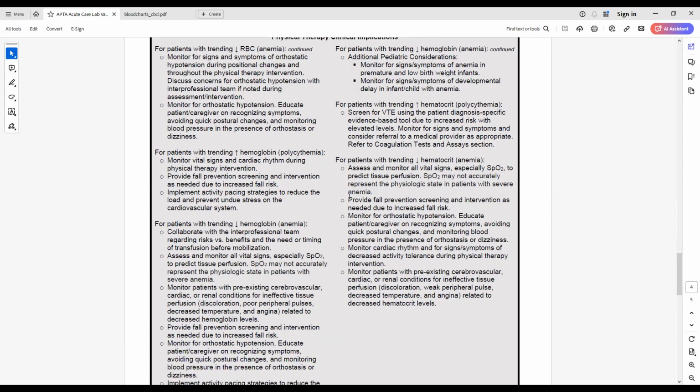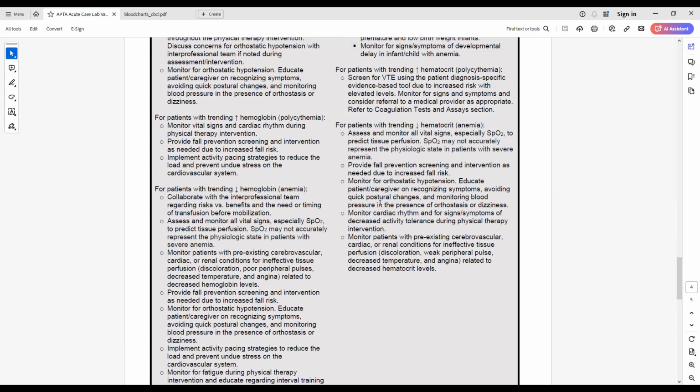For patients with trending reduced hematocrit, like in anemia, assess and monitor all vital signs, especially oxygen saturation, to predict tissue perfusion. And as we just said, that oxygen saturation may not accurately represent the physiologic state in patients with severe anemia. Provide fall prevention screening and intervention as needed due to increased fall risk.